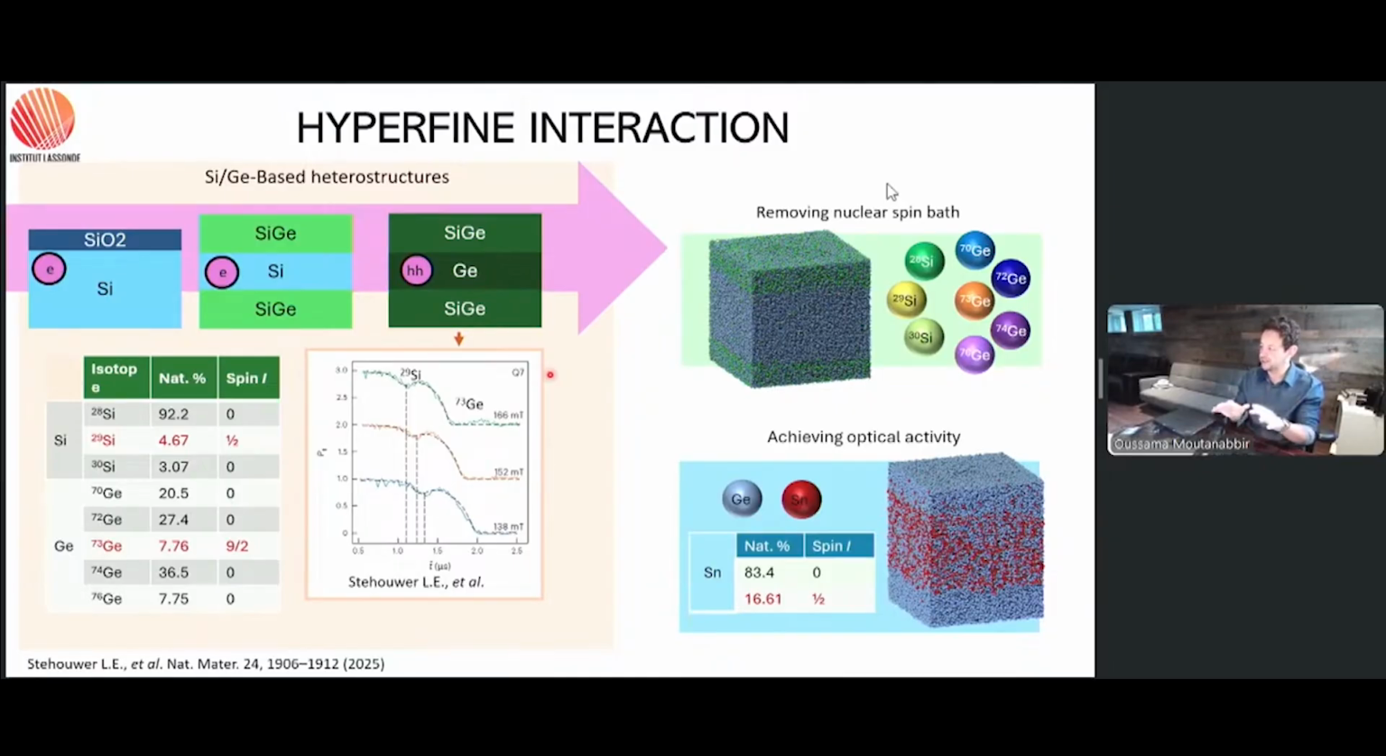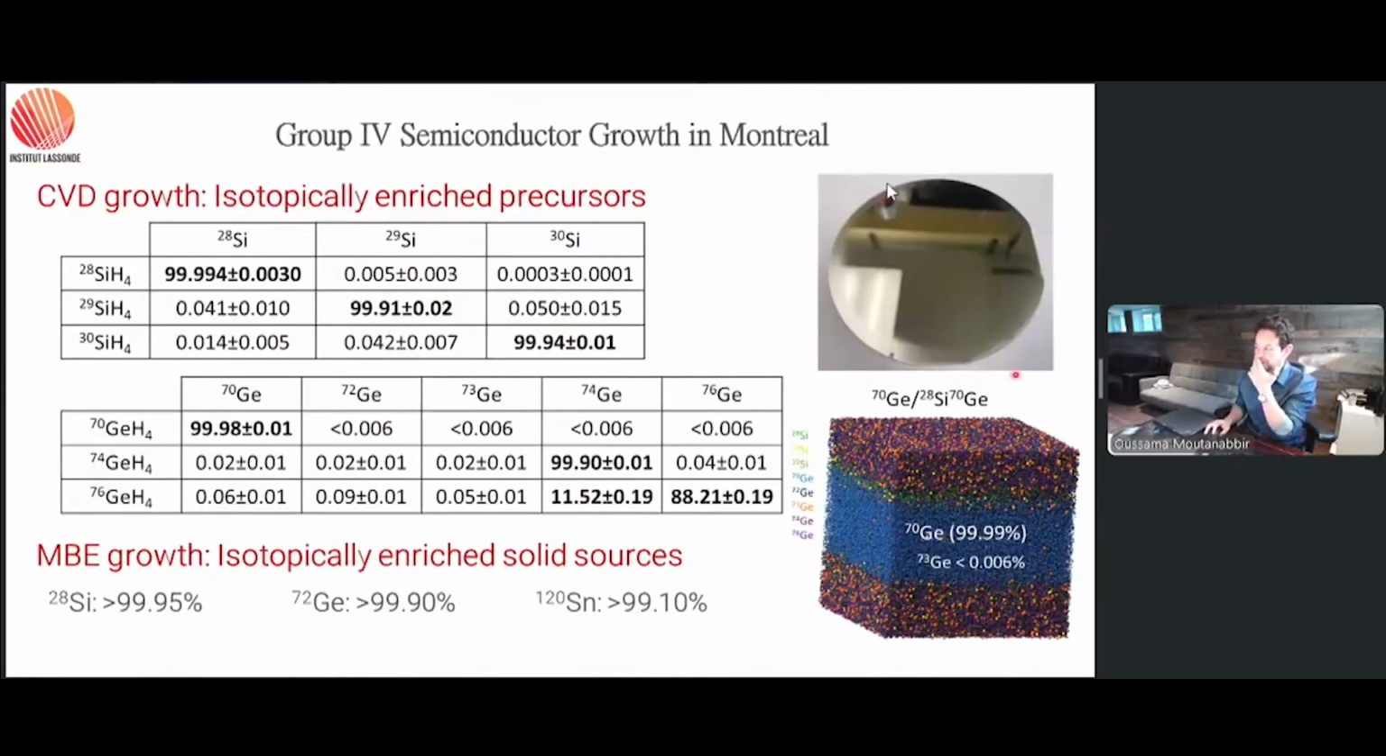And quickly, I will be showing some results based on atom probe tomography. So I'll give you a quick idea about the growth facility that we have in Montreal. We have CVD reactors for 4-inch wafers, and in silicon precursors, we have 4 nines in silicon-28.